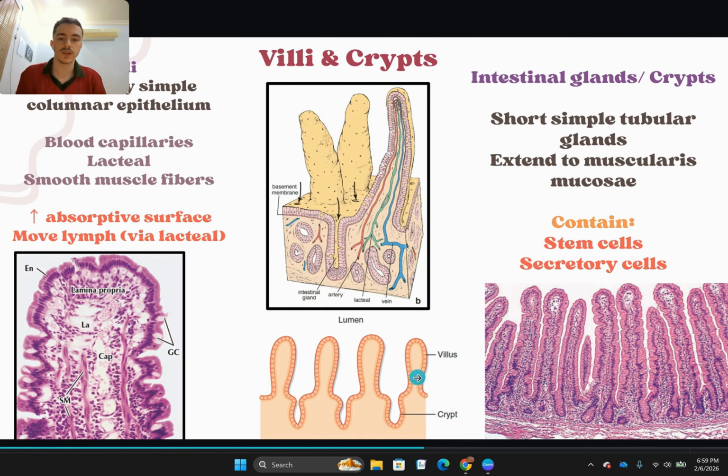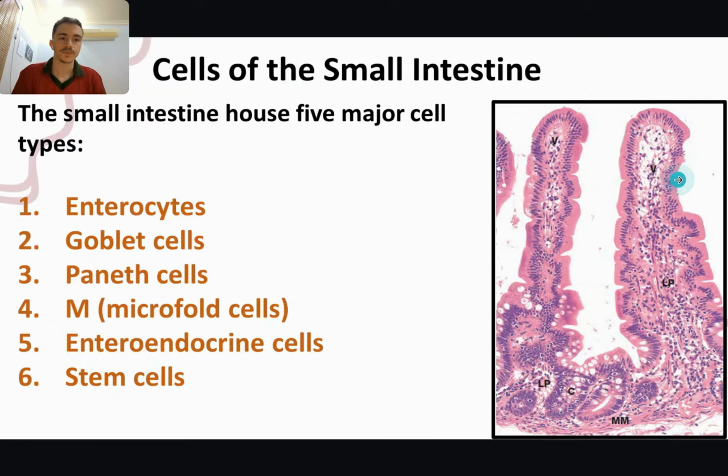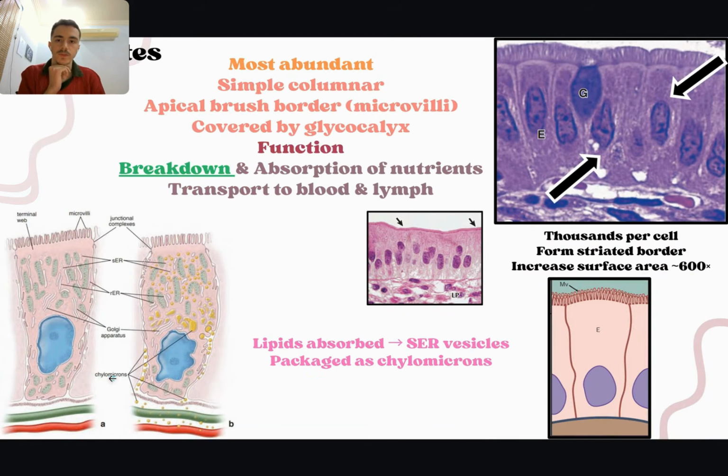So as you can see here, this is the villi going up and the crypts going down, which contain the intestinal glands. Okay, cells of the small intestine. This is the crypts, the white area. We have cells here. What are these types of cells? We have five major cells: the enterocytes, goblet cells, Paneth cells, M cells, enteroendocrine cells, and stem cells.